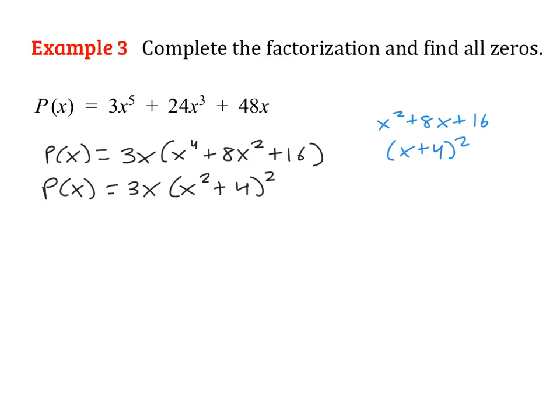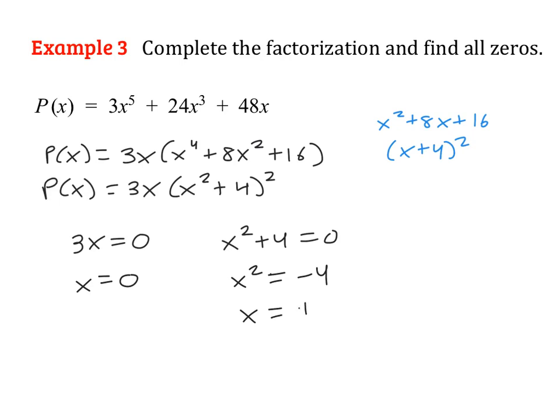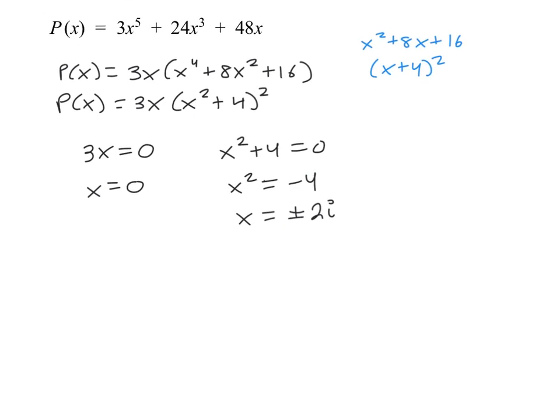If I do the zero product property, I set 3x equal to 0, and I set x squared plus 4 equal to 0, noting that it has a multiplicity of 2. So I can solve, and I get x equals 0 here. I'll use the square root method here, so I get x equals plus or minus 2i, because if I take the square root of negative 4, I get plus or minus 2i. Both of these have a multiplicity of 2, and the reason is because our factor was squared.